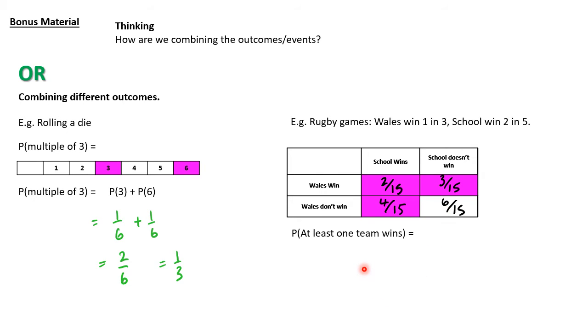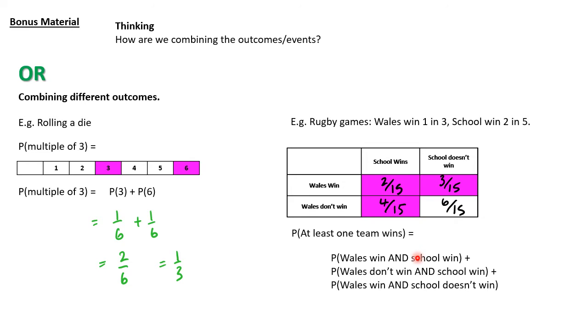But in this particular question, I'm asked what's the probability that at least one team wins. So the outcome I'm interested in is just that one team has won. It doesn't matter which team. In fact, there are 3 ways we could achieve this. Either Wales win and the school win, so that's one way. Wales don't win and the school wins. Or Wales win and the school doesn't win. So there are 3 possible situations that I need to put together.